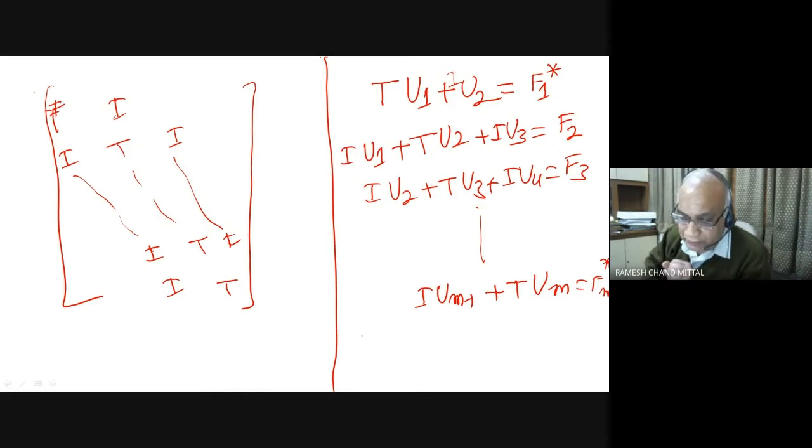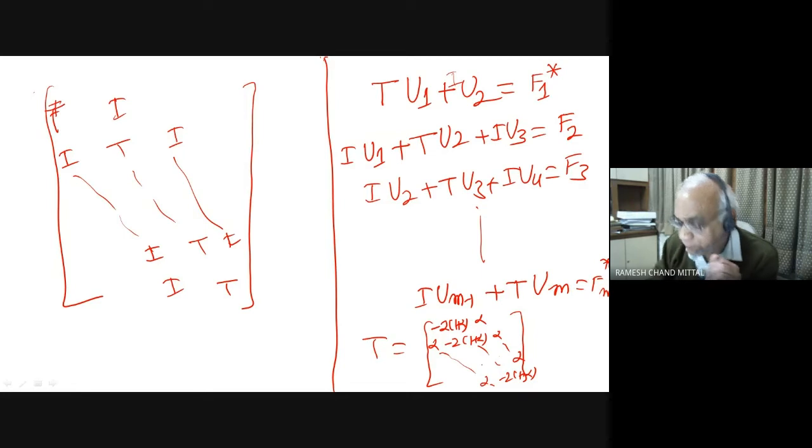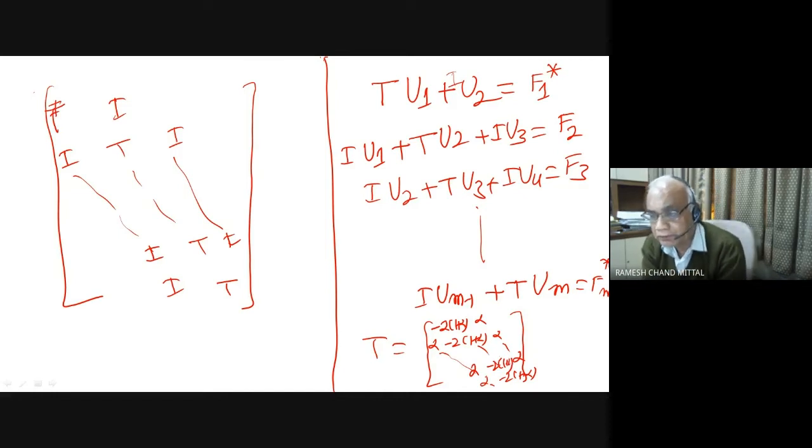Because my main contention is that now if I see my T, what is my T? T is a tridiagonal matrix of the form: minus 2, 1 plus alpha, alpha, minus 2, 1 plus alpha, alpha. This is alpha here. And so I have only mainly this thing, and I have alpha here, minus 2, 1 plus alpha, alpha here. I write alpha here, minus 2, 1 plus alpha here. So this is my tridiagonal matrix.